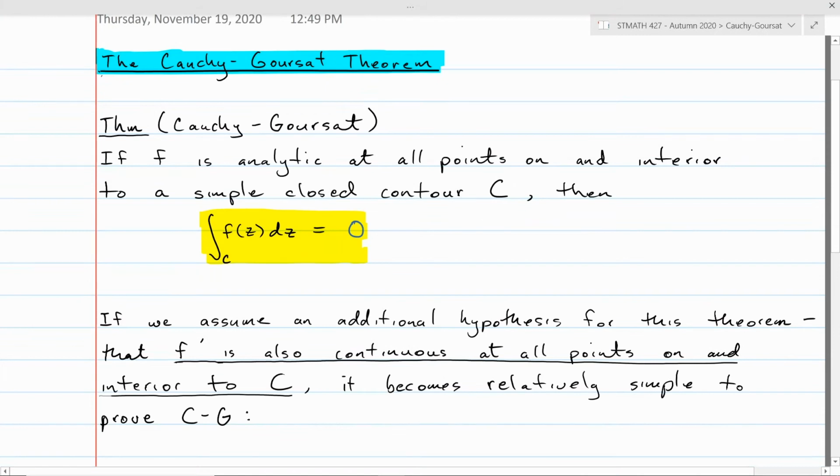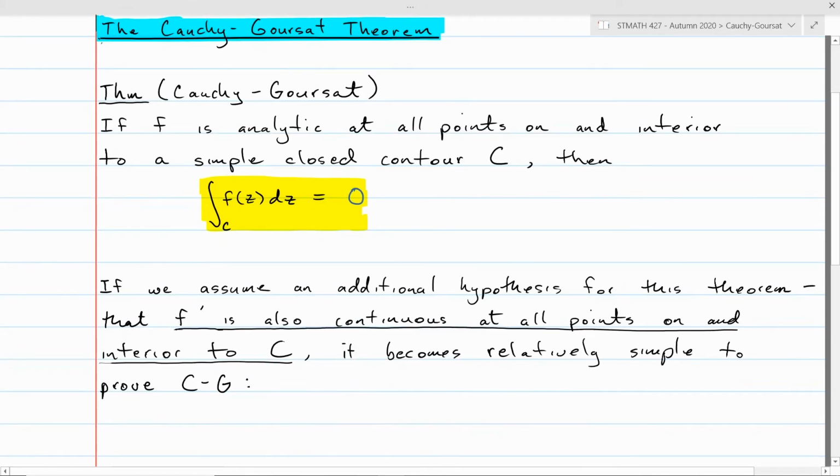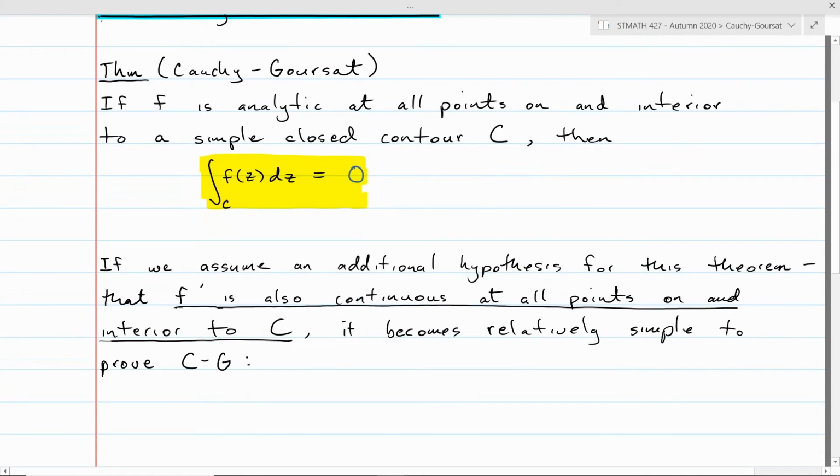This theorem is actually quite hard to prove, and in the interest of time, I'm not going to prove it in its full glory. But if you assume an additional hypothesis for the theorem, that f prime is also continuous at all points on and interior to the contour C, then it's actually not too bad to prove it. So I may give the proof with that additional hypothesis that f prime is continuous at all points on and interior to C.